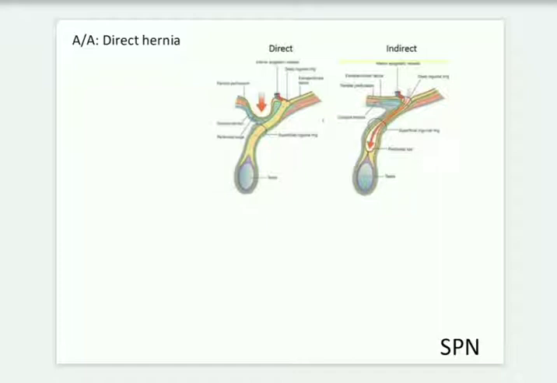In direct hernia, what happens? It occurs in the posterior wall of the inguinal canal, through Hesselbach's triangle, also called the inguinal triangle, as it is bounded by the inferior epigastric artery. This triangle is divided into lateral and medial, and it is an area of surgical importance.